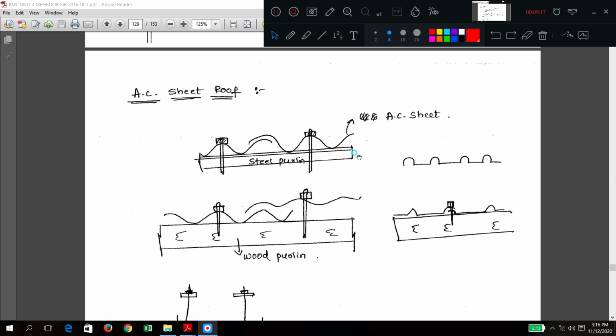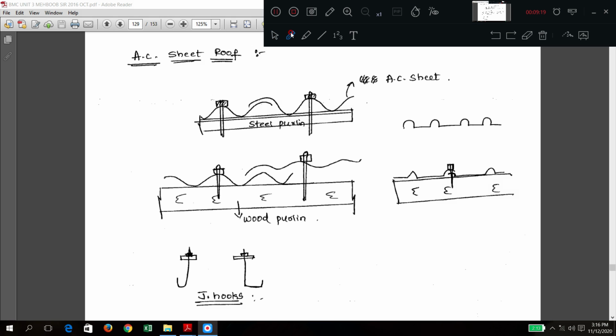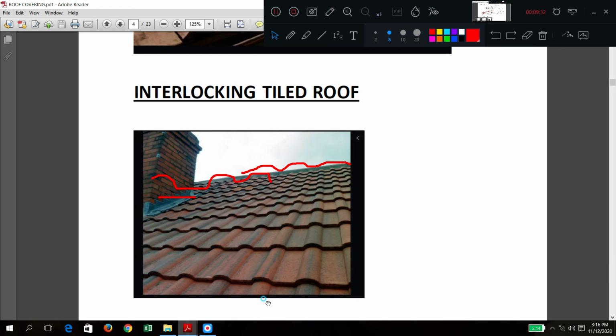This was the typical cross section of that one. Like this is a cross section of one sheet and another is the second sheet. There will be a batten underneath and you fix it with a nut and bolt arrangement. Now how will this appear inside an AC sheet? I will just try to show you this.